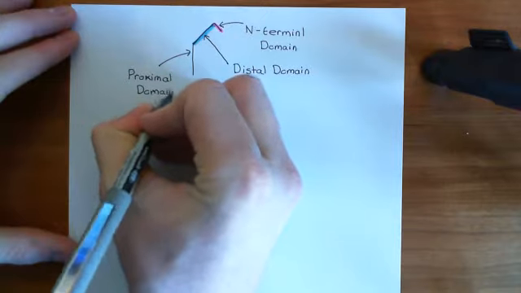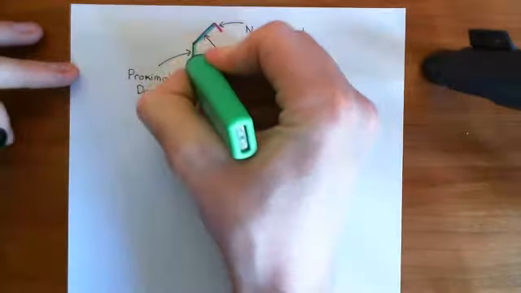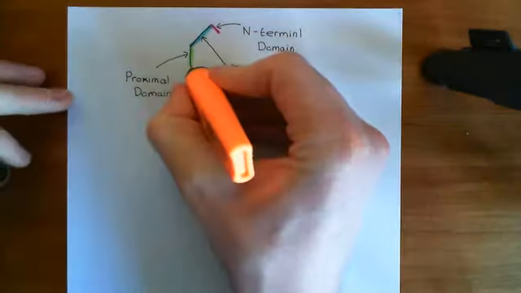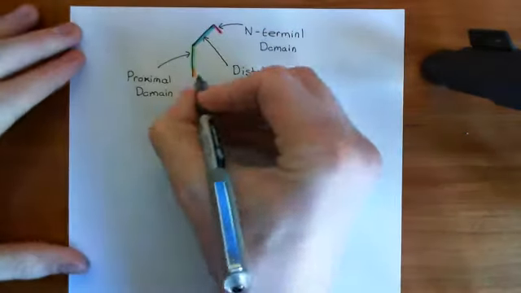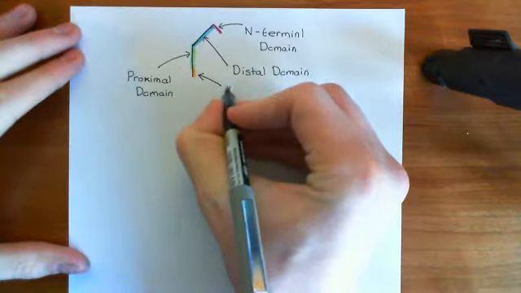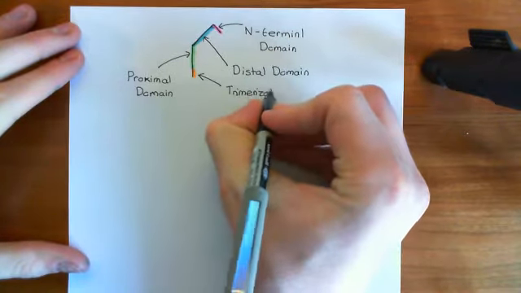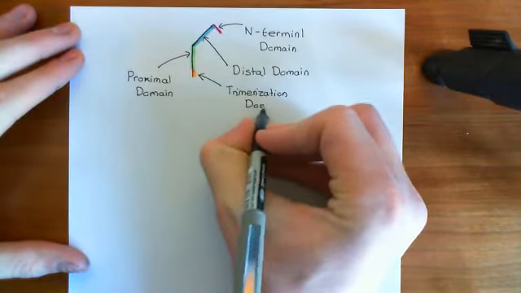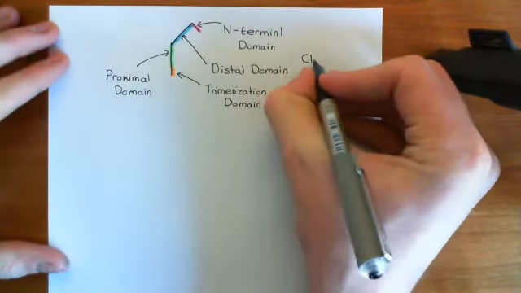We'll colour in this proximal domain of the clathrin heavy chain in light green here. So this portion is all the proximal domain. And then this final portion, which I'm going to colour in orange here, is the trimerization domain. So that's the different parts of the clathrin heavy chain. This is all one protein, and this is the clathrin heavy chain.